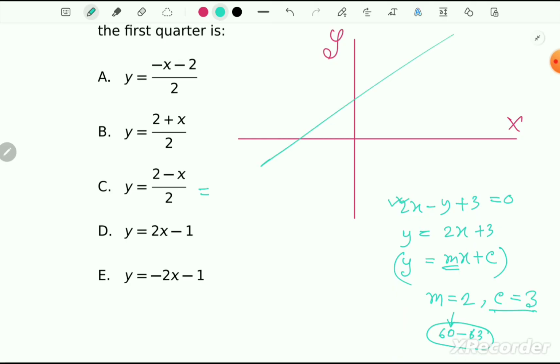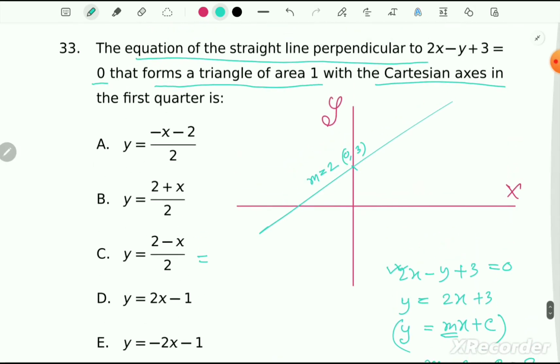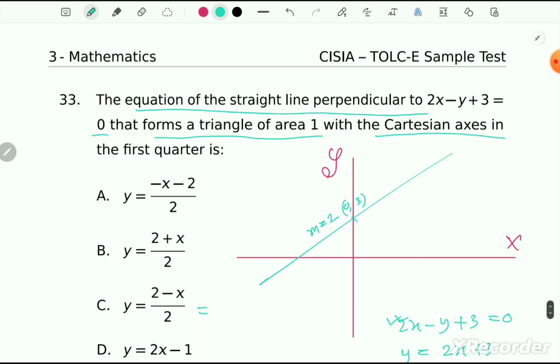So this is our line, which has a slope m equal to 2, and intersects here at (0, 3). Okay, now we have to find out the equation of the straight line which is perpendicular to this line. That means a line that would be perpendicular this way, we can say 90 degree, but we don't know where it would be, what would be the equation. We have to find out that.